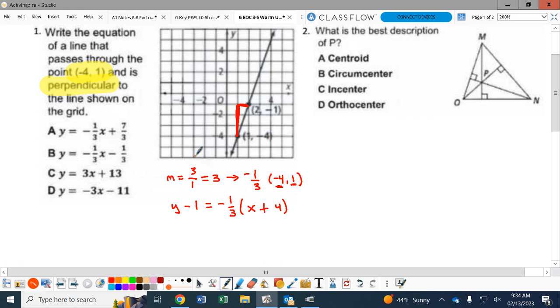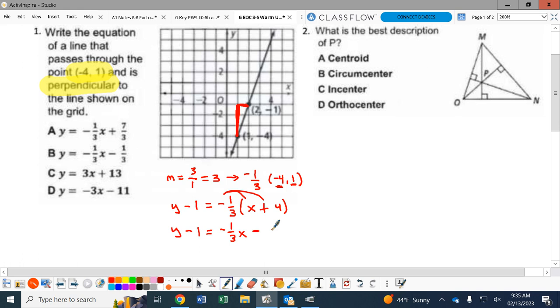Now, notice our equations are not in this format. This is point slope form. These are in slope intercept, so you're going to have to solve it. That means you have to distribute this across. That means it's going to be y minus 1 equals -1/3 x, and then a negative times a positive is going to be a negative, and then grab your calculators.